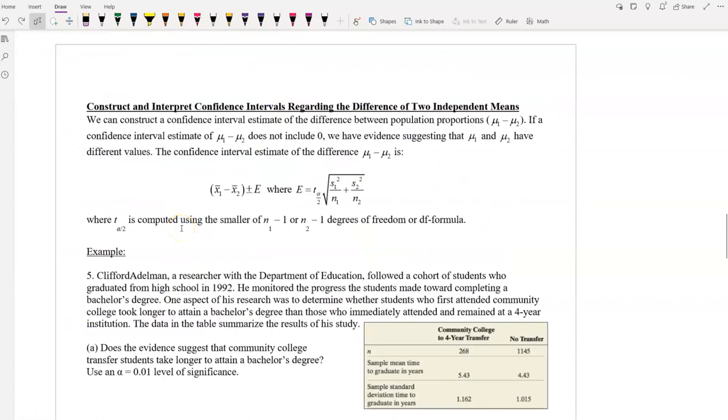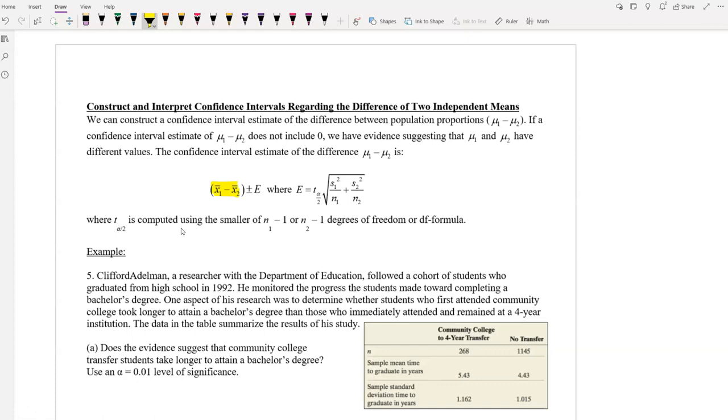Construct confidence intervals regarding the difference of two independent means. We have two populations. So we have two population means and we have two sample means. For this reason, first you have to find the difference between these two. So subtract these two first, and then add and subtract the margin of error to find the lower bound and upper bound.